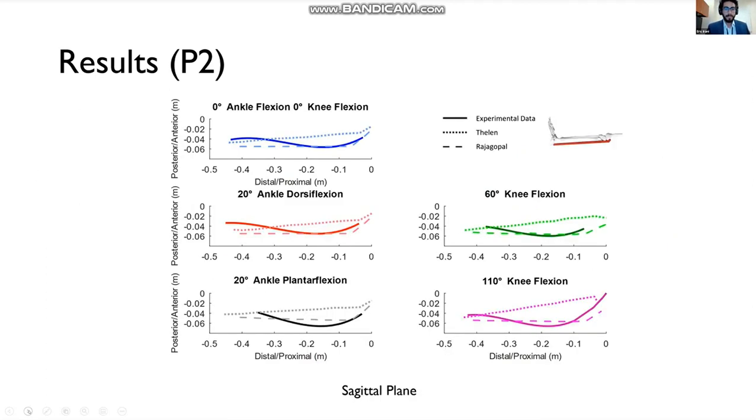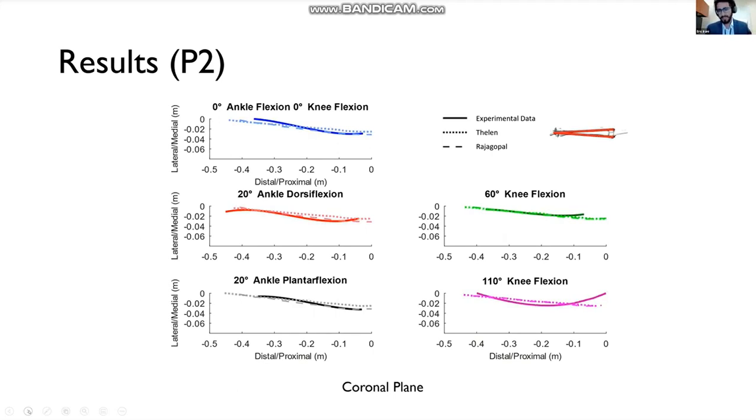And then going on to compare those pathways we collected, we can see, with the solid line being our experimental data, that this participant 2 more closely resembled the pathways of the Rajagopal model rather than the Thelen model. And this is again seen when looking through the coronal view. We can see the fully 3-dimensional similarity is much more towards that of the Rajagopal model for our second participant.